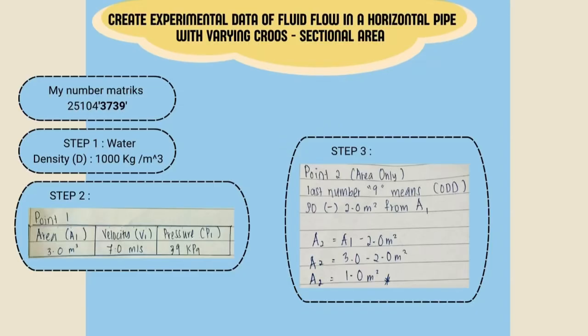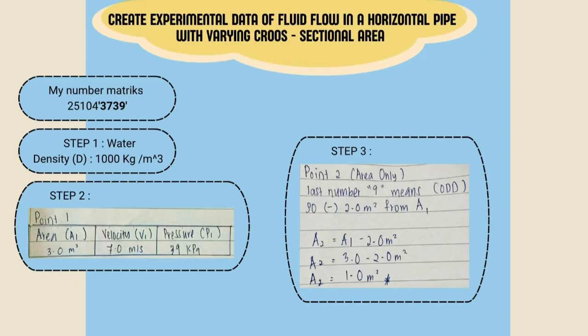I will explain how to create experimental data for fluid flow in a horizontal pipe with a varied cross-section area. Based on my matrix number ending in 3739, here is the data. For step 1, the water density is constant at 1000 kg per cubic meter.